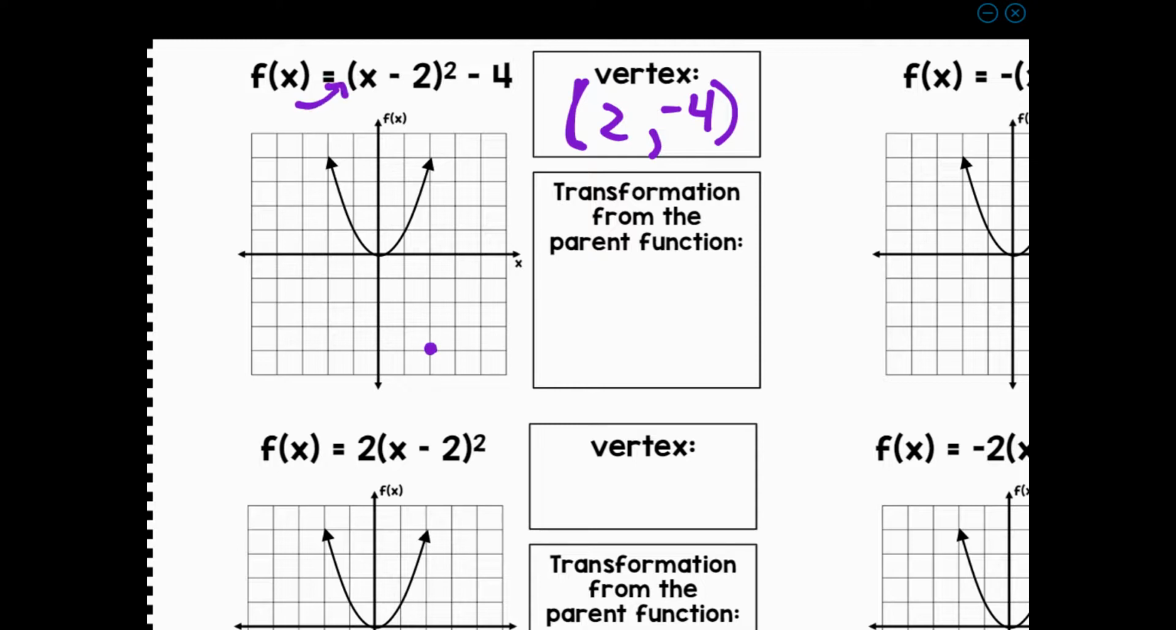Do I have an a value that's going to change whether it's wider or skinnier? No, because there's just that invisible 1. There's no number in front there to change it. So my pattern is still going to be the same. From the vertex, I'm going to go up 1 over 1 to get my new point. I'm going to reflect it to the other side as well. Remember, because we've got that axis of symmetry that everything reflects over.